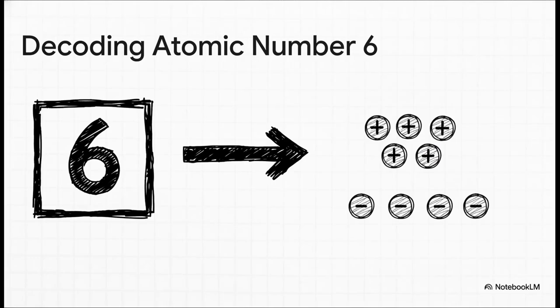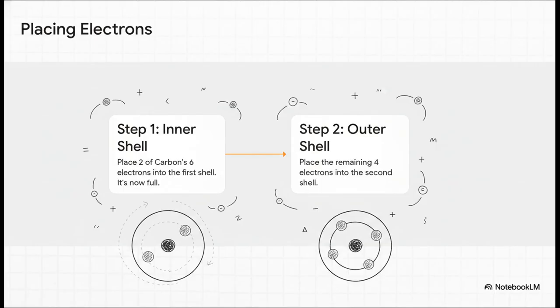So what does atomic number 6 actually mean? It's super simple. It's just the number of protons in the nucleus. And in a neutral atom, the positive charges have to be balanced by negative charges. So 6 protons means we also have 6 electrons to play with. Okay, you ready? Let's place those 6 electrons.